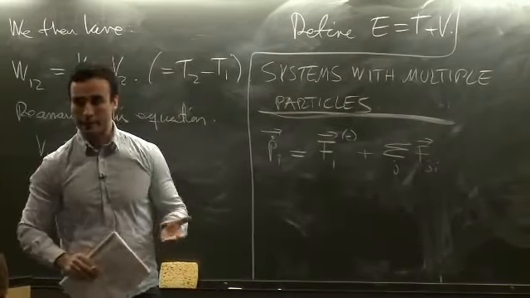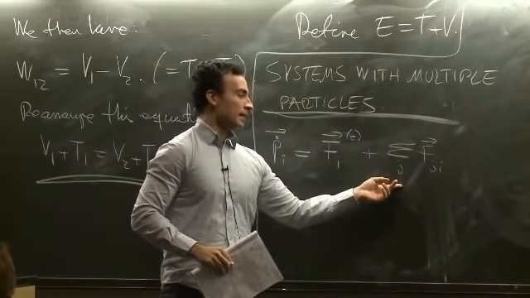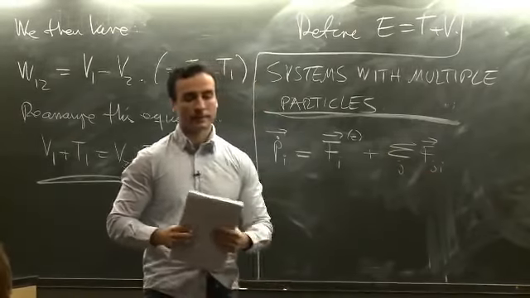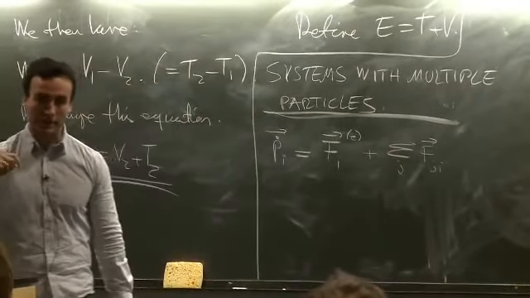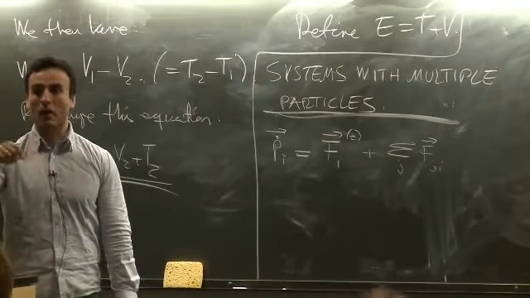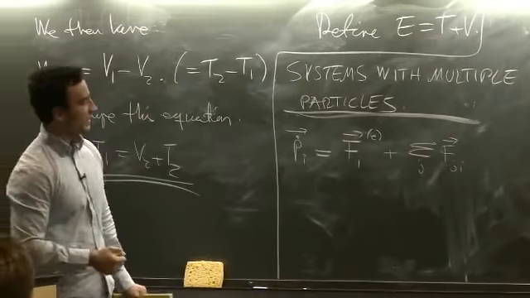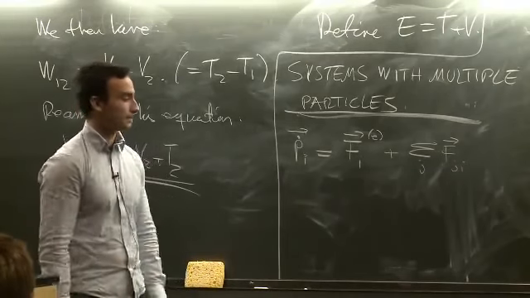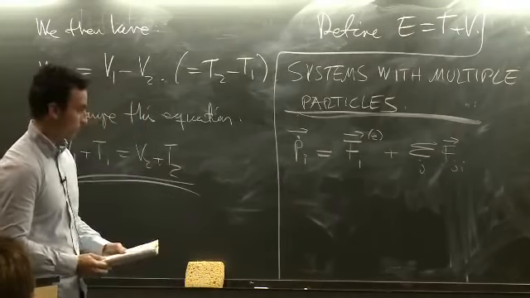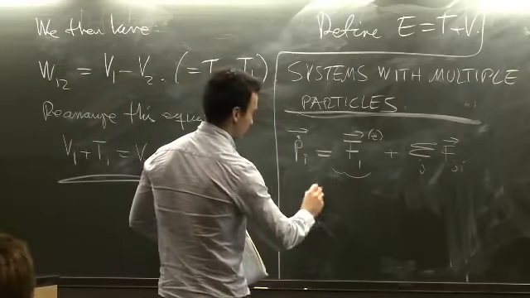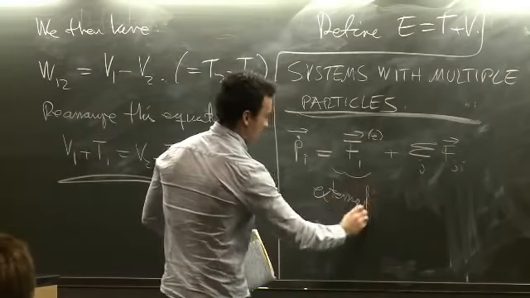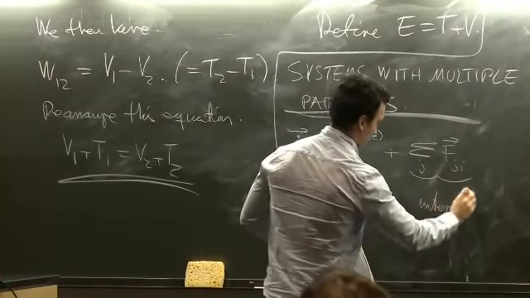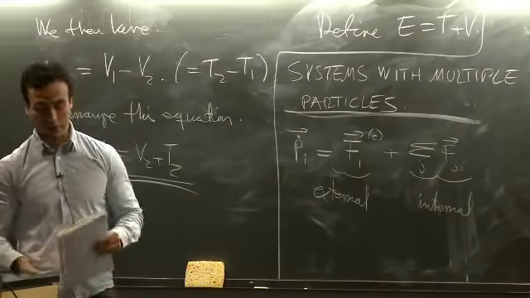And we can take this into account by adding a second term here, which is the sum over j of Fji. And this Fji means the force exerted from particle j on particle i. So this is sort of a generalized Newton's second law for a system with multiple particles. So this is an external force, and this is an internal force.